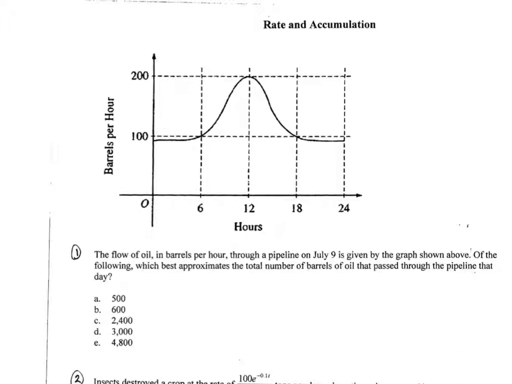So number 1 says the flow of oil in barrels per hour through a pipeline on July 9th is given by the graph shown above. Of the following, which best approximates the total number of barrels of oil that passed through the pipeline that day? So we're supposed to find total barrels. We're supposed to find all of the barrels. We're given barrels per hour and hours.